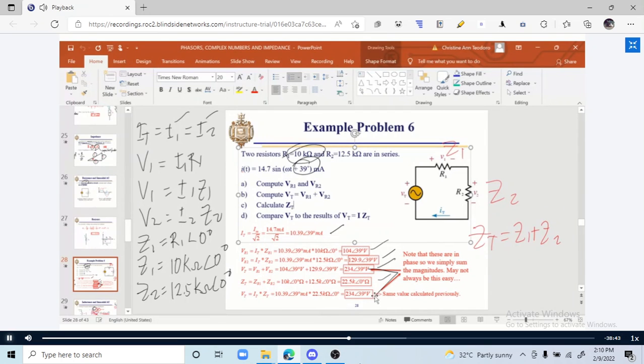So if you are going to compare the two total voltages, they are just of the same value. They are just calculated using a different formula, but of course they must have the same value. Is this example clear to each and everyone? Is this clear?